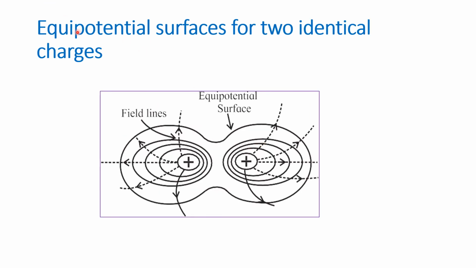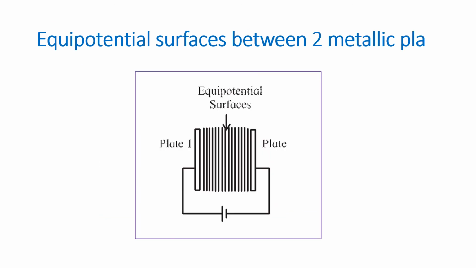Next, these are equipotential surfaces for two identical charges. Here we have considered two positive charges. In this case, the direction of the electric field, the electric lines of force, is outward. If we take negative charges, for negative charges this arrow is towards the negative charge.